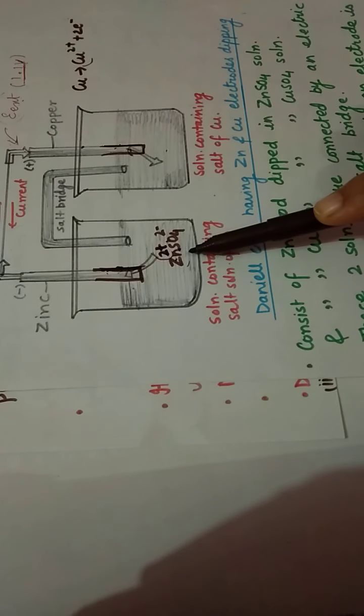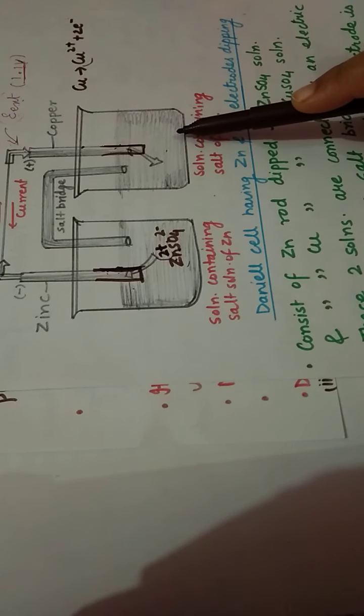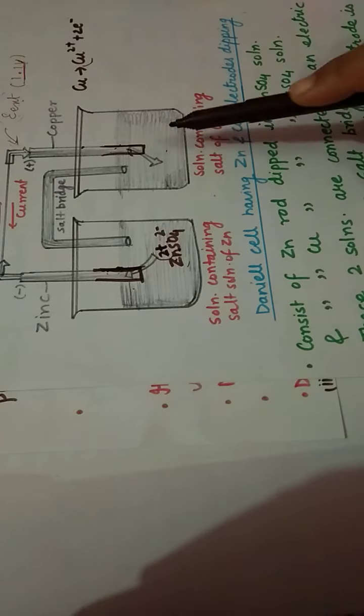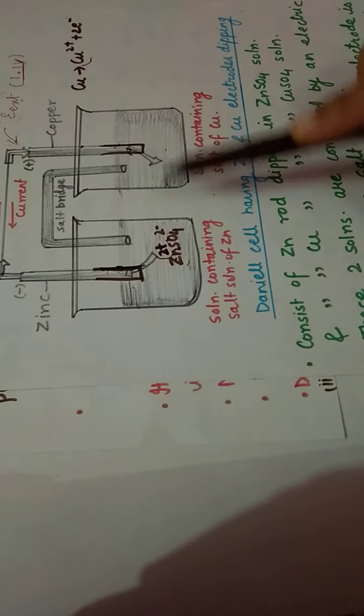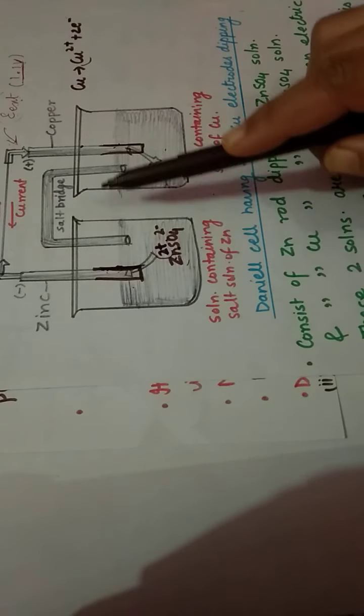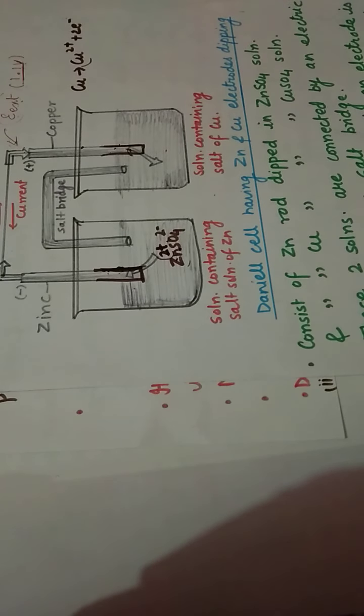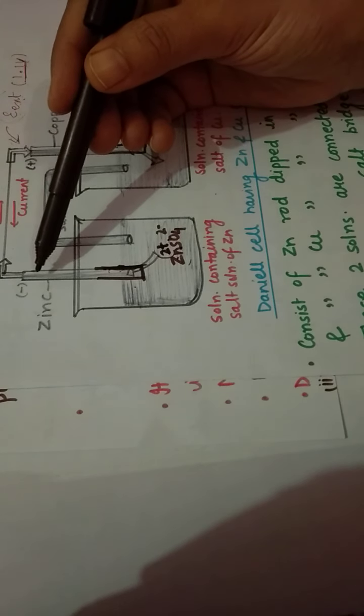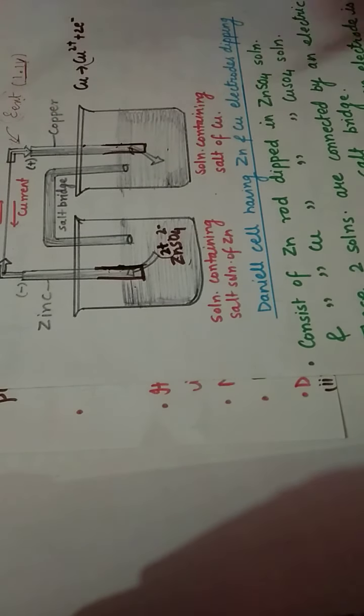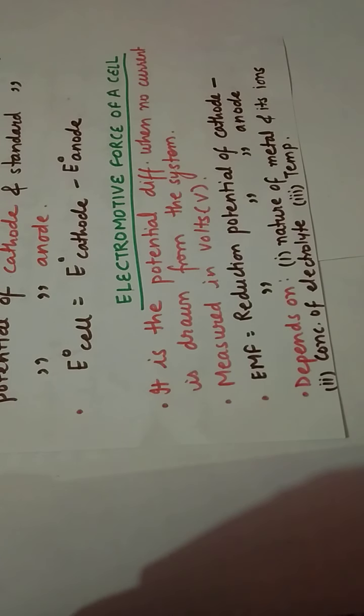Like here you have taken zinc sulfate and CuSO4. It depends upon the concentration of these two electrolytes. It depends upon the ions that are produced by zinc and copper, that is Zn2+ and Cu2+. It depends upon the nature of zinc and copper. And the third one is that it depends upon the temperature.